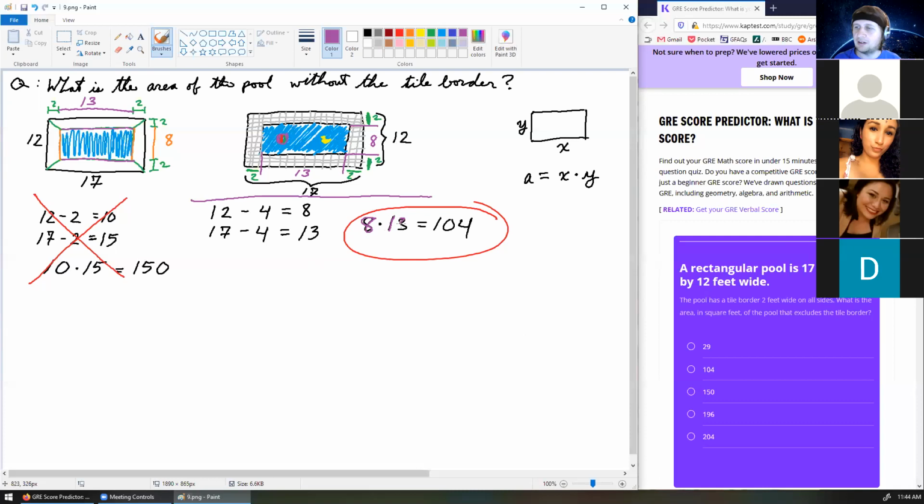Times 13. All right, great job, everyone. Was there anything about this question that threw people off? We shall never talk about it again.